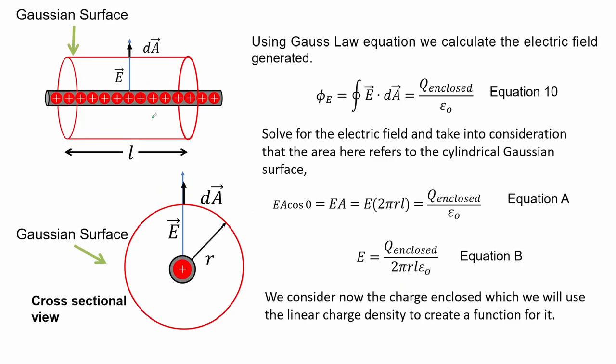Using Gauss' law equation, we calculate the electric field generated, shown in equation 10. Solve for the electric field and take into consideration that the area here refers to the cylindrical Gaussian surface. We have equation B. We now consider the charge enclosed, which we will use the linear charge density to create a function for it.